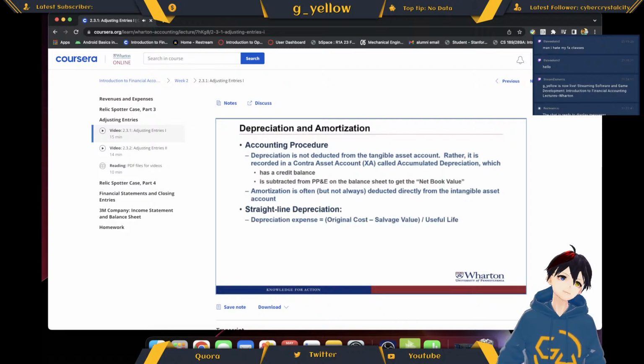To calculate the amount of depreciation expense every year, almost every company uses a method called straight line depreciation. Under this method, depreciation expense is equal to the original cost of the asset minus its salvage value, all divided by its useful life. The salvage value is what you think the asset's going to be worth when you're done using it. So in the numerator, we're taking how much of the asset's cost you're going to use up. And then the useful life is the number of periods you expect to use the asset. So under straight line depreciation, the amount of the depreciation expense is going to be the same for each year of the asset's life.